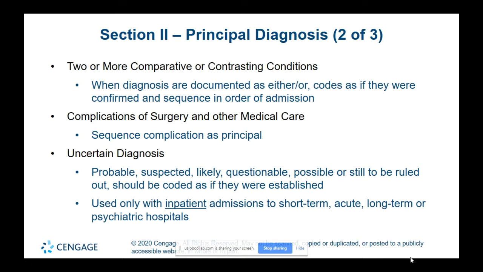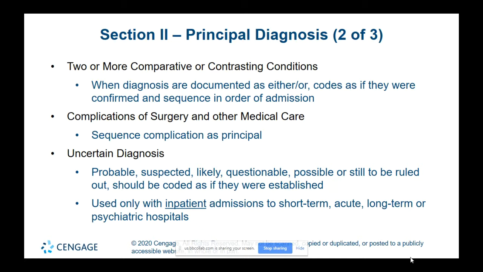For complications of surgery and other medical care, you're going to sequence the complication as the principal, not the original cause of the surgery. The surgery area gets tricky because a lot of things can happen. When we get into that chapter, we'll talk more in depth about the different things that can happen with complications from surgery, because the healing process or when it happened could affect the code. But generally, for complications of surgery, you're going to sequence the complication as the principal diagnosis.